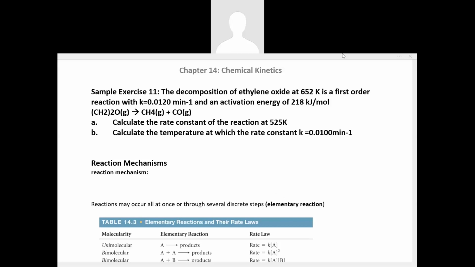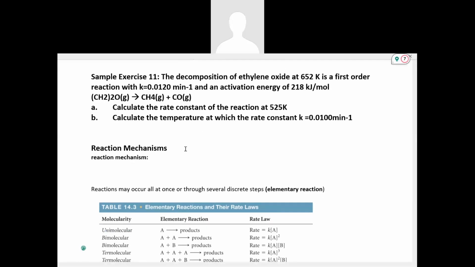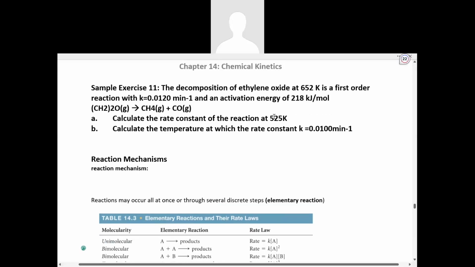In this video, we're going to solve sample exercise 11 from the chapter 14 worksheet on chemical kinetics together. So let's take a look at what information is given in this problem.